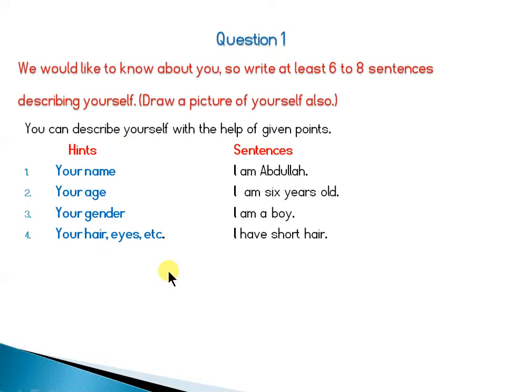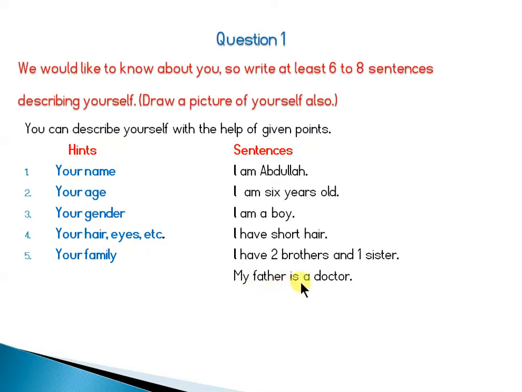You can also write about your eyes. If you have gray eyes, you write I have gray eyes. Number 5. What about your family? How many brothers and sisters do you have? If you have 2 brothers and 1 sister, you write I have 2 brothers and 1 sister. What about your father? What does he do? If he is a doctor, you write my father is a doctor. If your mother is a housewife, you write my mother is a housewife.